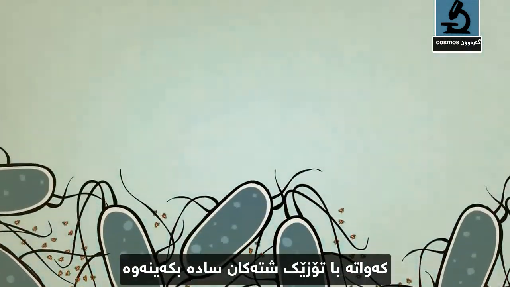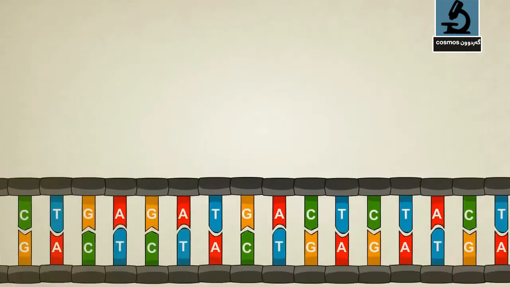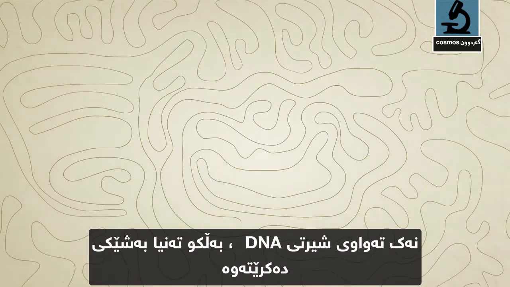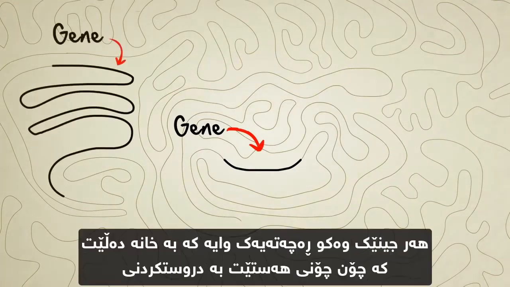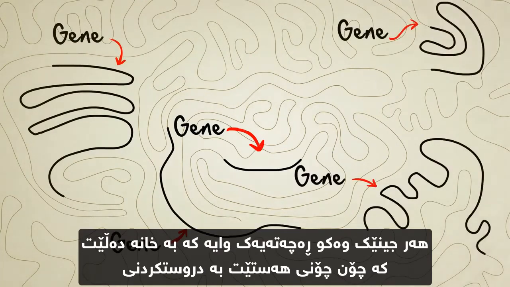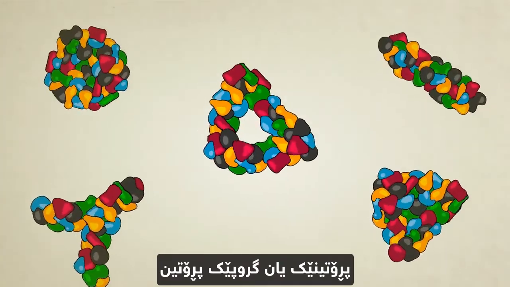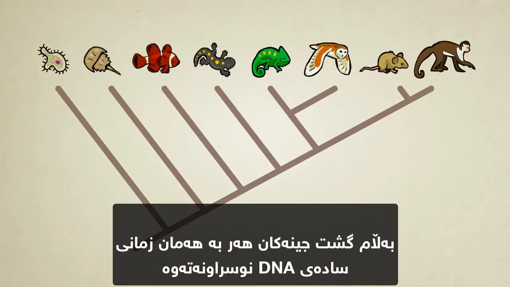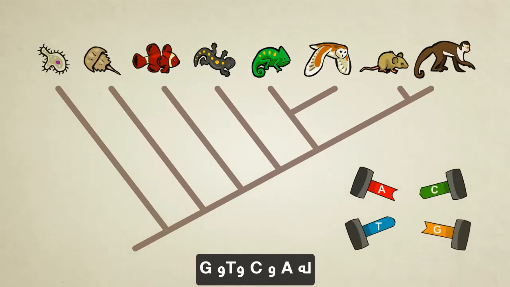So just to sum things up a bit, what exactly is a gene? A gene is a special stretch of DNA, not the entire strand of DNA, just a segment that codes for something. Each gene is like a unique recipe, which usually tells a cell how to make a protein or a group of proteins. Different creatures have different genes, but all genes are written in the same basic DNA language of A's, C's, T's, and G's.